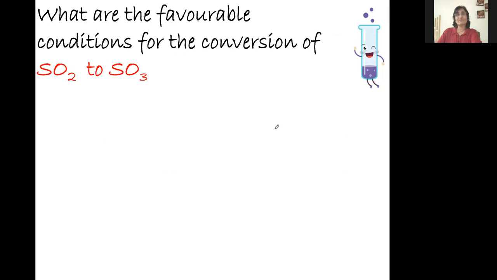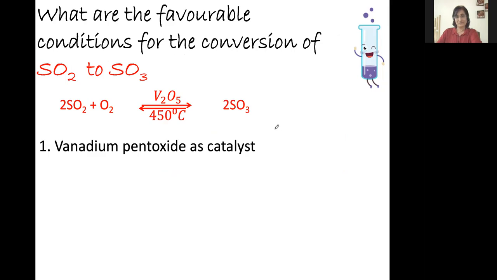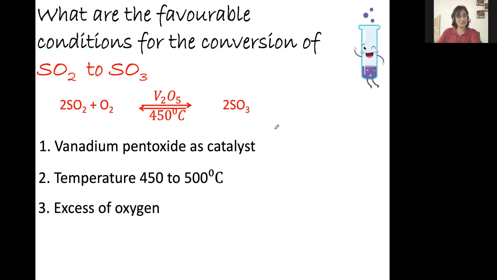Oh, what are the favorable conditions? Yes, because this contact chamber is a very important step in the contact process, that is, sulfur dioxide to sulfur trioxide. The conditions applied are that definitely there should be the catalyst. Temperature should be maintained between 450 to 500. Excess of oxygen, and there should be a pressure of 1 to 2 atmospheres so that we get the maximum output of sulfur trioxide.